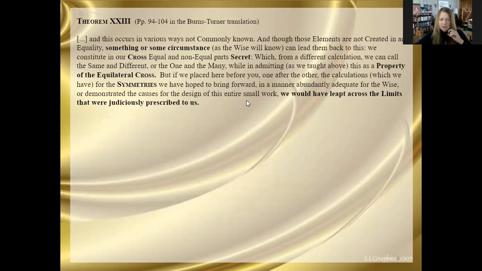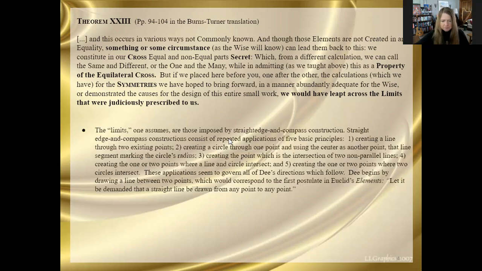Okay, so let's go to the end here when he says we would have leapt across the limits that were judiciously prescribed for us. What are those limits? Well, in one sense, those are just the limits imposed by straight edge and compass construction. And I talked about that back in the very beginning of the theorems, the first three. Straight edge and compass constructions are the way that you are supposed to solve problems in traditional Euclidean geometry, doing ancient Greek geometry the ancient Greek way.